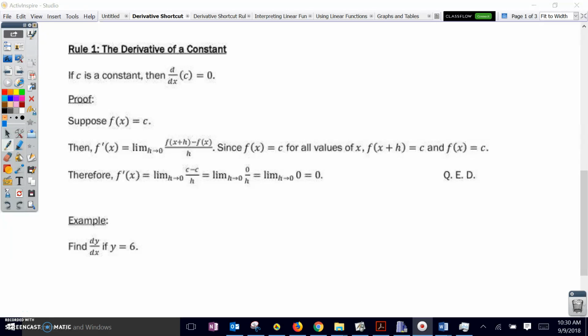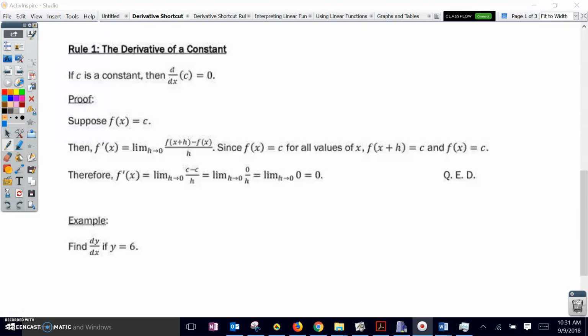Alright, by this point in time I think most of us are kind of tired of finding the derivative using the limit of a difference quotient, and so starting with this lesson we're going to start developing shortcut rules for finding derivatives.